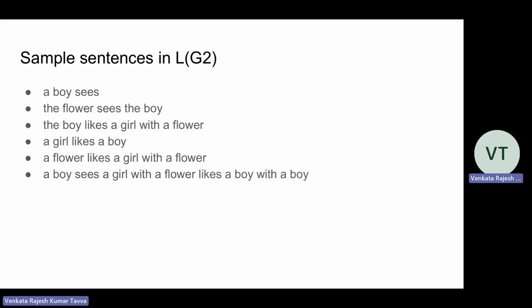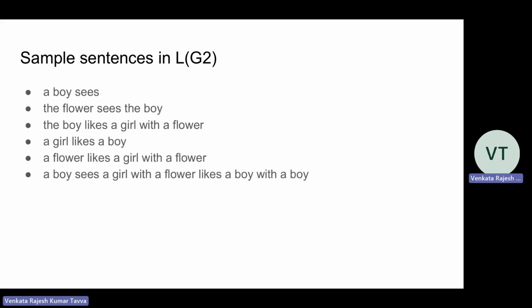These are some example sentences that can be generated using this grammar, like a boy sees, or the flower sees the boy likes a girl with a flower, a girl likes a boy, a flower likes a girl with a flower, a boy sees a girl with a flower, likes a boy with a boy. All kinds of sentences you can generate. Some are meaningful, some are meaningless, but they can be generated.